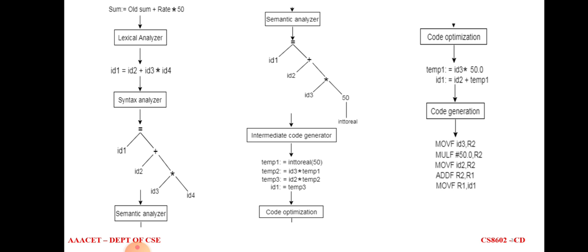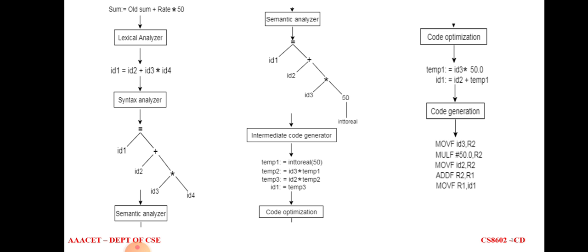So the first statement is temp1 = id3 * 50.0, and then id1 = id2 + temp1. You can clearly see that the intermediate code generator produces code with 4 lines, but by using code optimization, it produces only 2 lines. So the execution speed is very high. This is the concept of improvement.